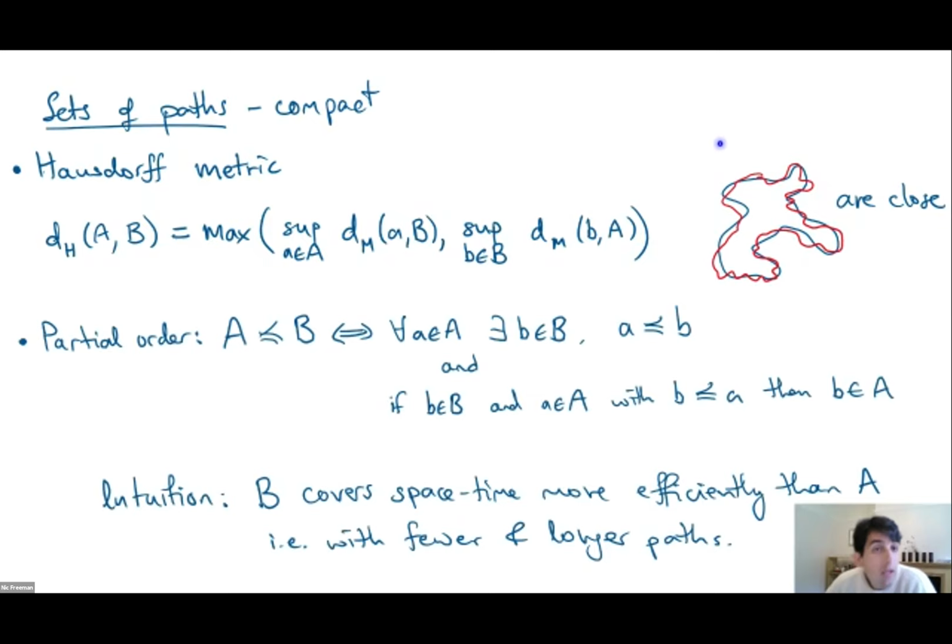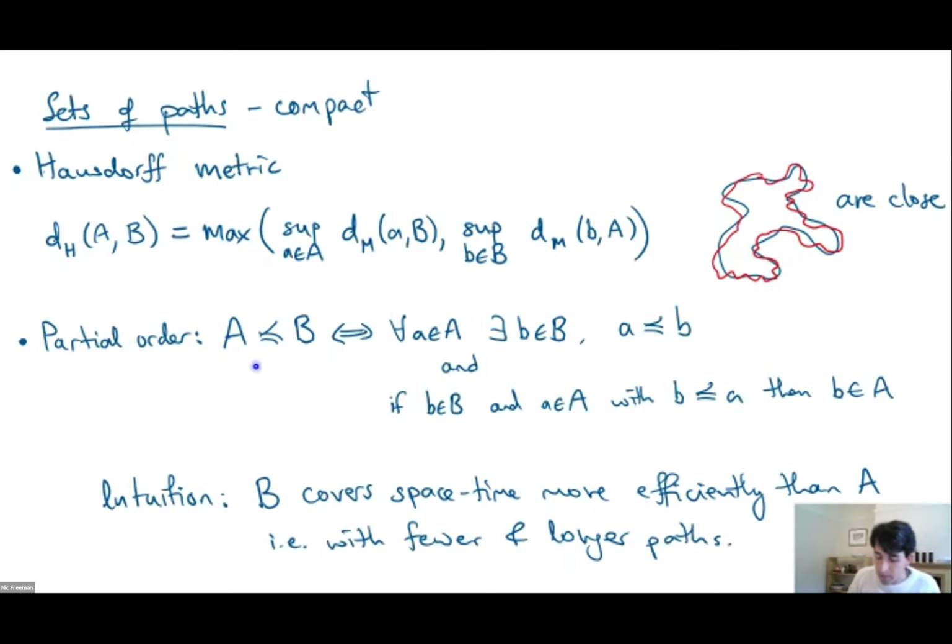And I need to upgrade my partial order as well, but there's a subtlety that comes in here. Okay, so I want you to focus on the intuition first here. So A less than or equal to B at the level of sets of paths means that B covers space-time more efficiently. So this is the key word, more efficiently than A. Okay, and that means it's going to potentially cover more of space-time, and it's going to do it using fewer and longer paths.